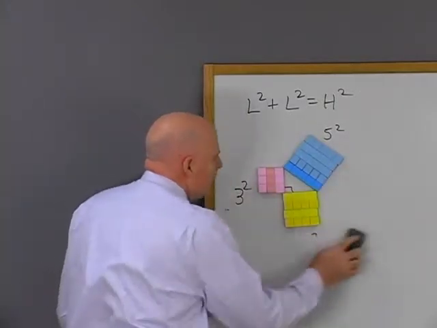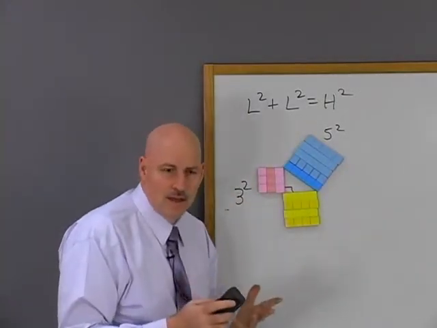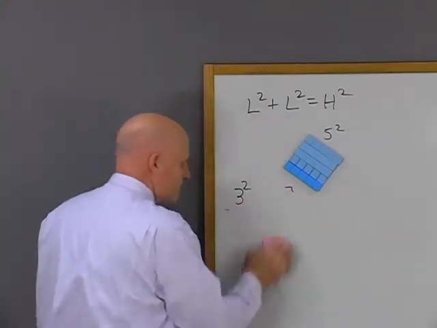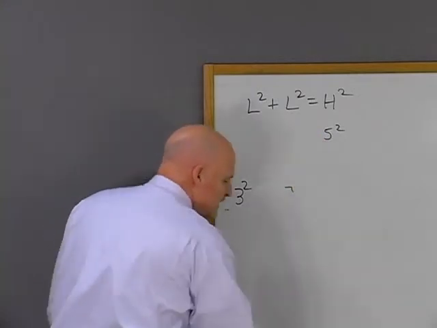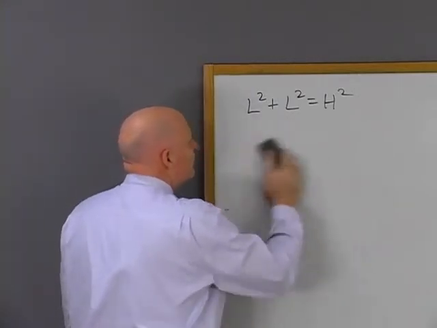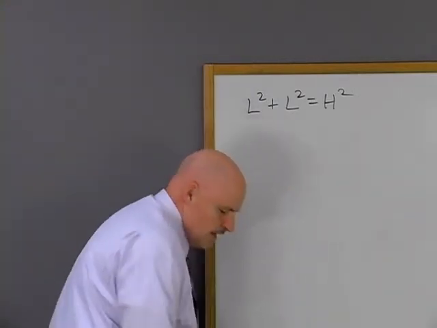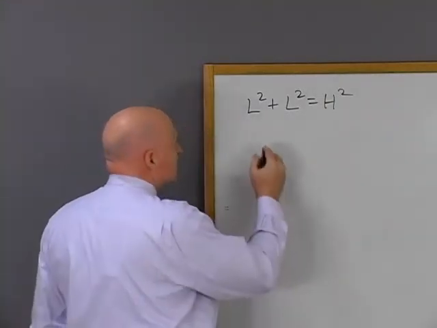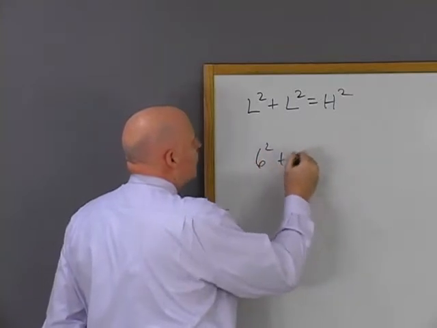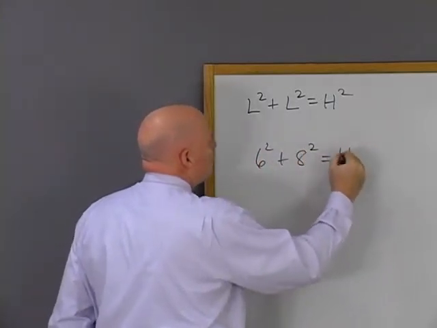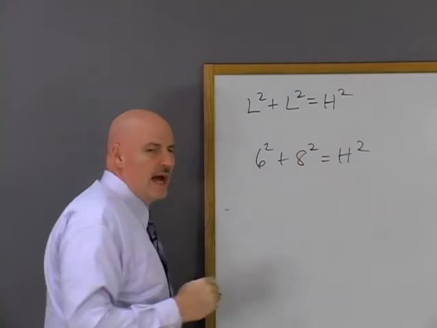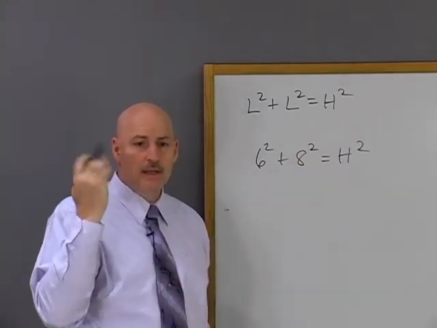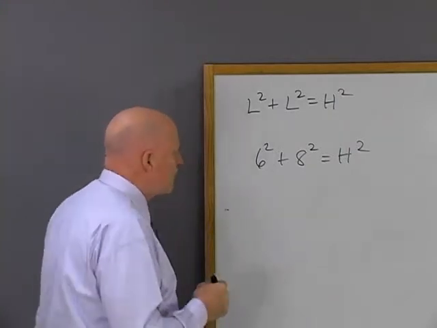But what's that mean? Not all problems are that easy. So we're going to work some other problems. And we're going to use the same Pythagorean theorem, but this is a very important theorem, so just memorize it. It shouldn't be too tough. So what if we had this? 6 squared plus 8 squared equals the hypotenuse squared. What would the hypotenuse be? Good opportunity if you want, pause me and work it out.